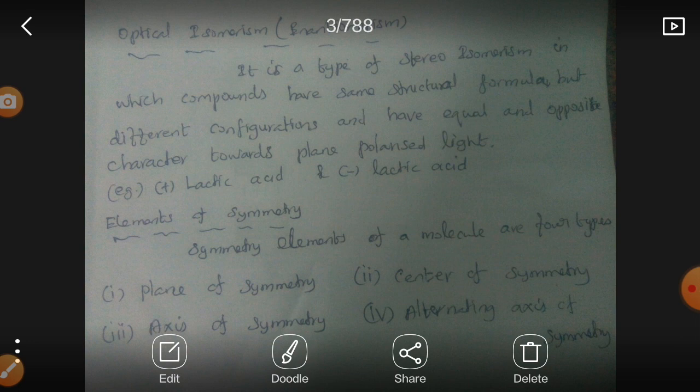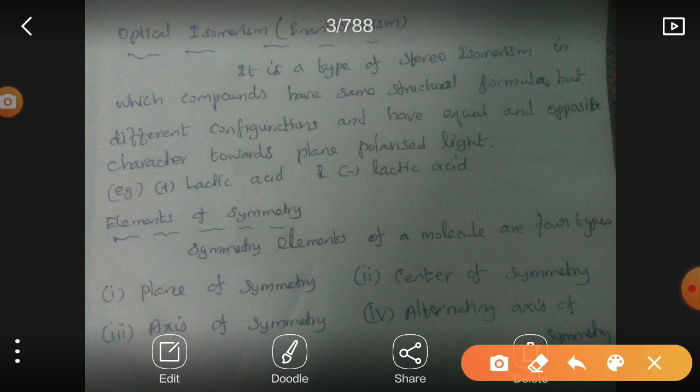Symmetry elements of a molecule are of four types. The first one is plane of symmetry, the second one is center of symmetry, the third one is axis of symmetry, the fourth one is alternating axis of symmetry. There are four kinds of symmetry. We discuss them one by one: plane of symmetry, center of symmetry, axis of symmetry, alternating axis of symmetry.